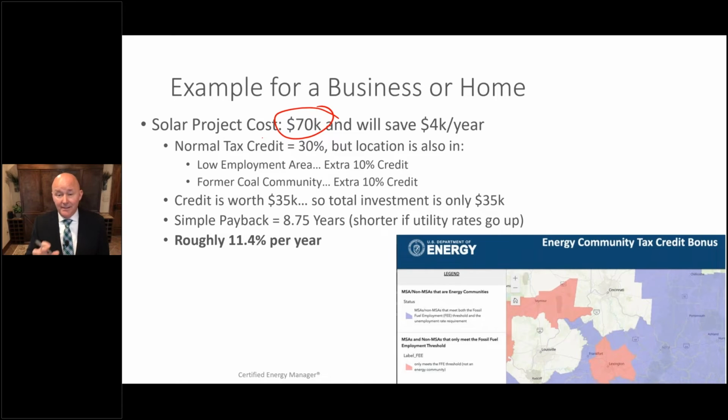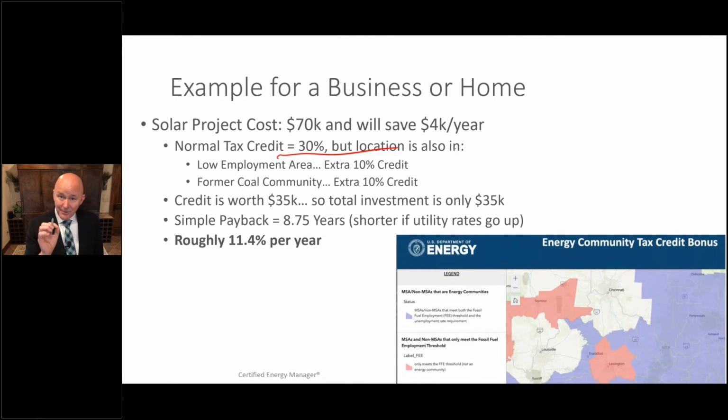Let's just look at the economics from the panels perspective, using the grid as your battery, which is the most common type of solar retrofit or solar project. So 70K, 40K, that's not too awesome on a return on investment. But again, you've had that 30% tax credit you could have gotten for the last few decades. So that really chops off a lot of the 70K.